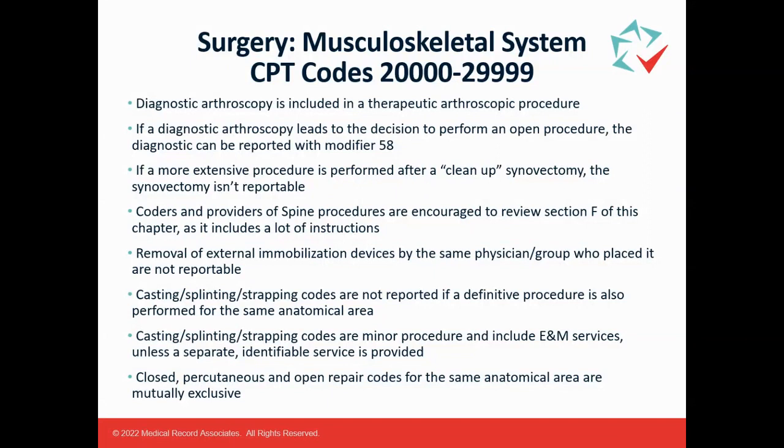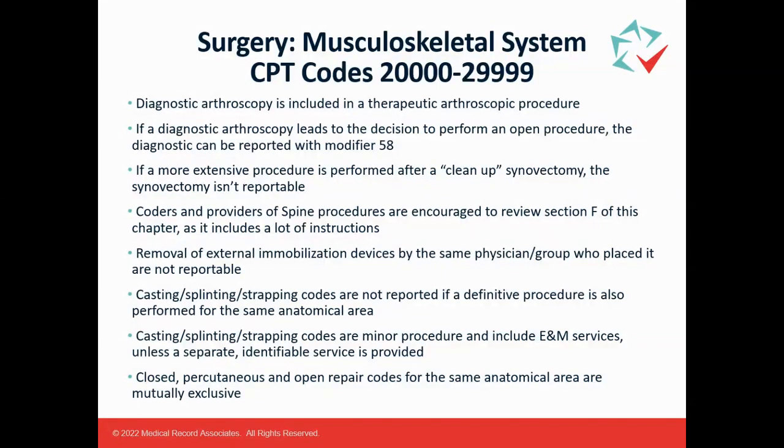Musculoskeletal is next, CPT codes 20000 through 29999. Diagnostic arthroscopy is included in a therapeutic procedure. If a diagnostic leads to the decision to perform an open procedure, again, we've said several times you can report that with modifier 58. If a more extensive procedure is performed after a cleanup synovectomy, the synovectomy isn't reportable. Again, that cleanup portion.